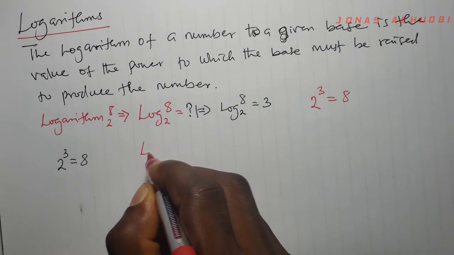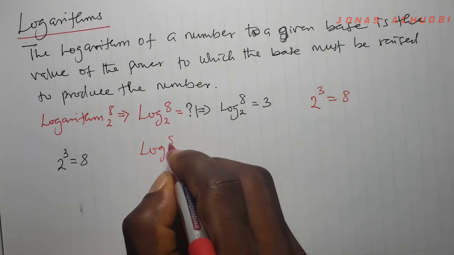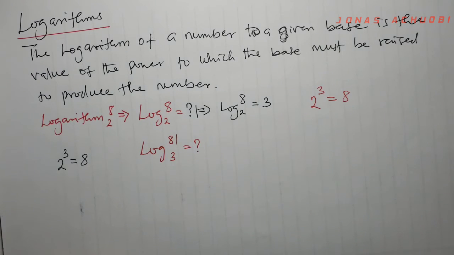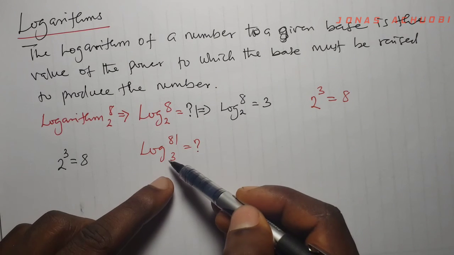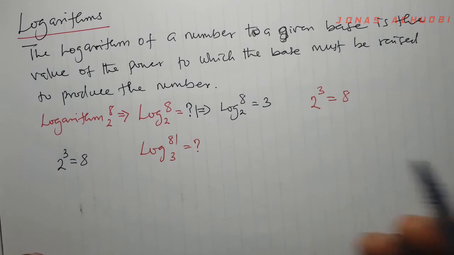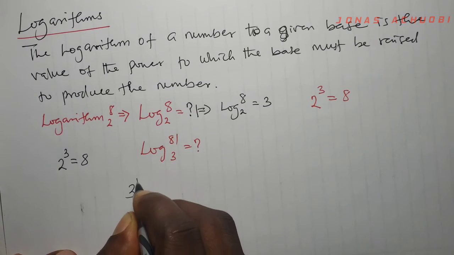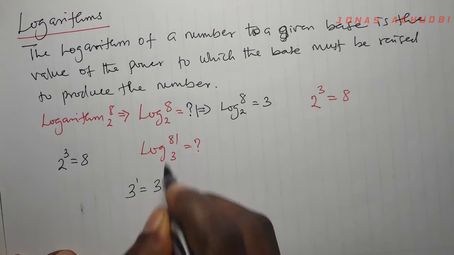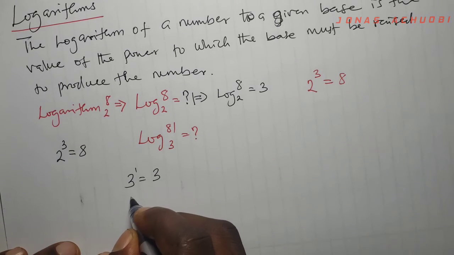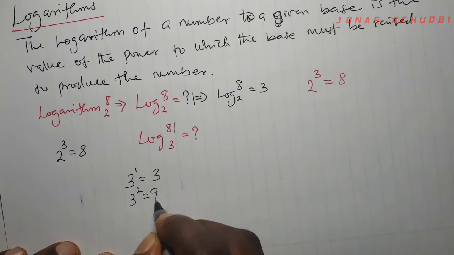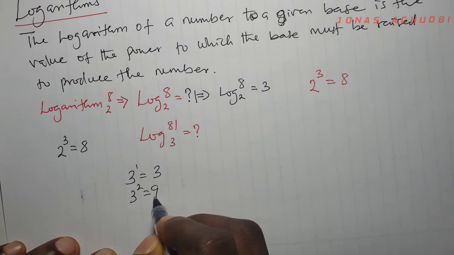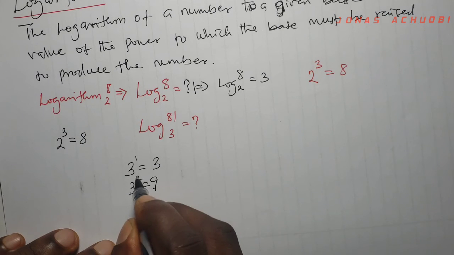Another example, if you are asked for the logarithm of 81 in base 3, what will it be? Very simple. You look for a number such that 3 raised to that particular power gives us 81. What number is that? Let us see. 3 raised to the power 1 is 3, not 81. So the log of 81 base 3 cannot be 1. Let's see another one. 3 raised to the power 2 is 9, and 9 is not 81. So the log of 81 base 3 cannot be 2.